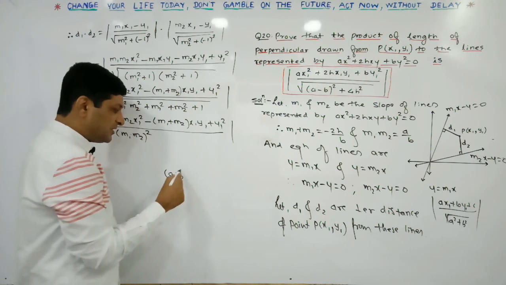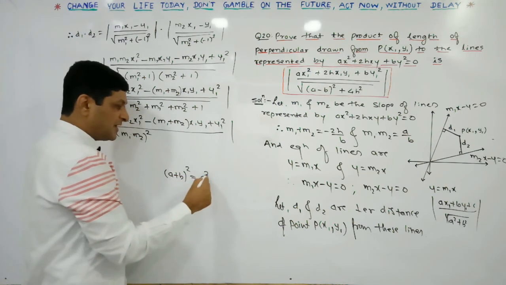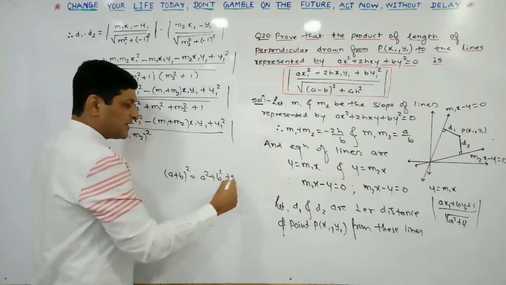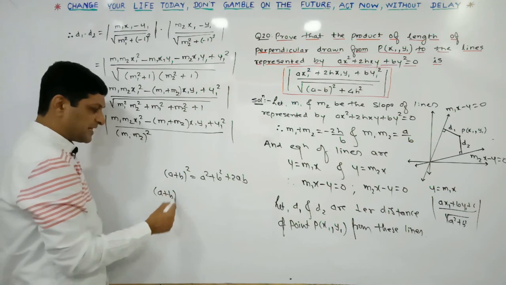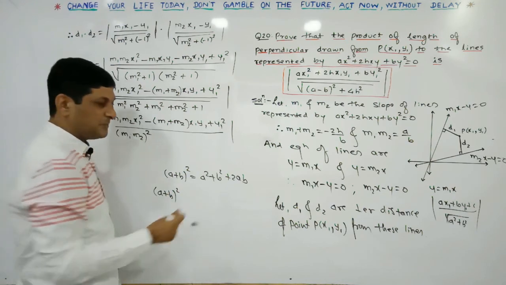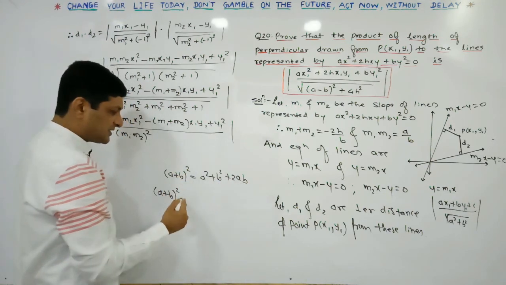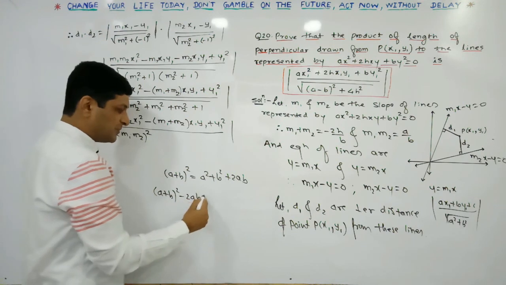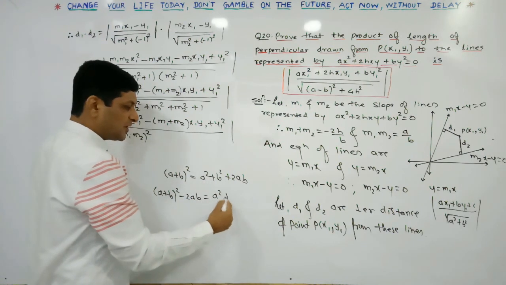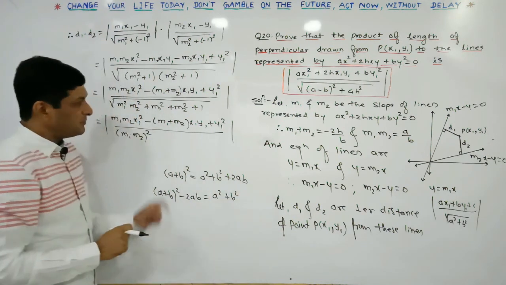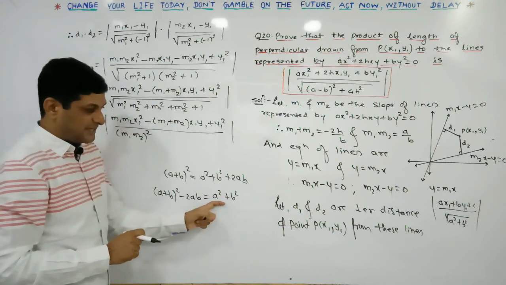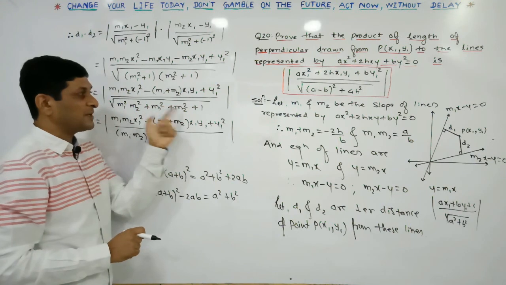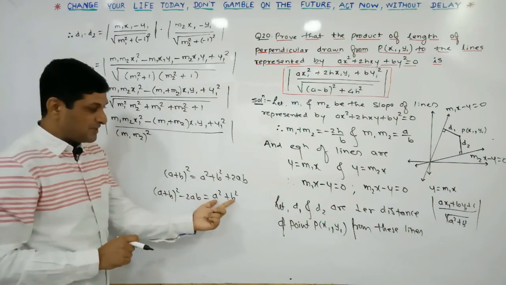a plus b whole bracket square is equal to a square plus b square plus 2ab. Now this equation can be written as a plus b whole bracket square, keep it as it is. This plus term on this side will become minus 2ab. The remaining part on this side is what? a square plus b square. Now in our equation such a term appears. a square plus b square means m1 square plus m2 square, and this can be replaced by what?